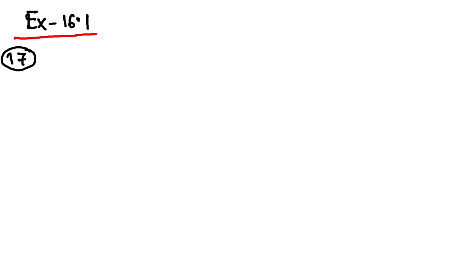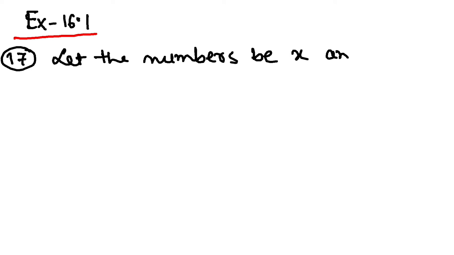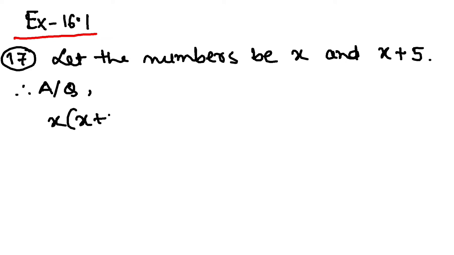So there are two positive numbers, their difference is 5. So what I will do, I will assume the numbers. Let the numbers be x and, their difference being 5, x plus 5. One is x, other is x plus 5, and according to the question their product is 84. So x into x plus 5 is equal to 84.